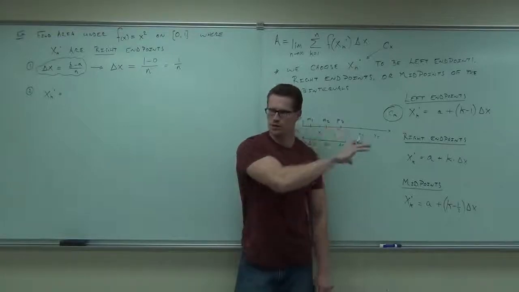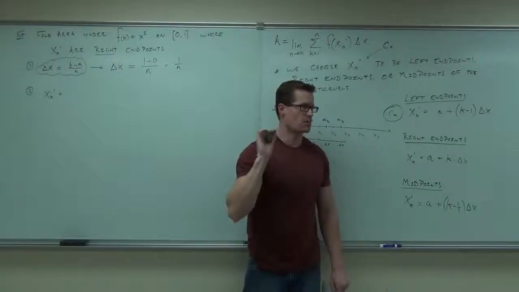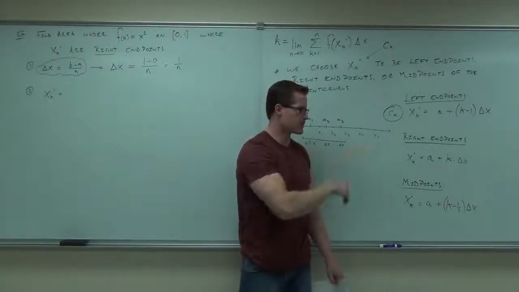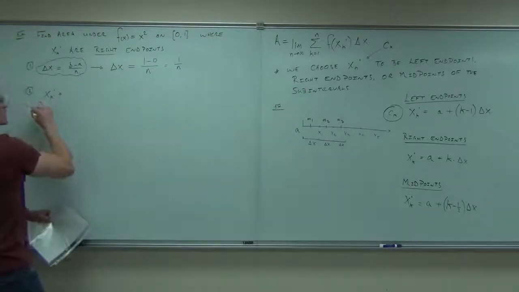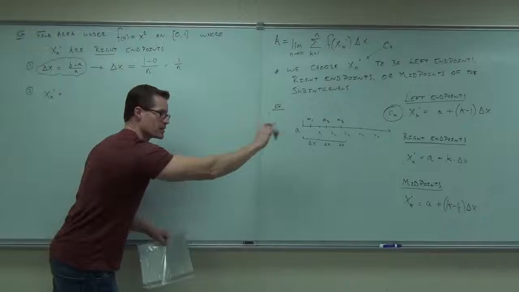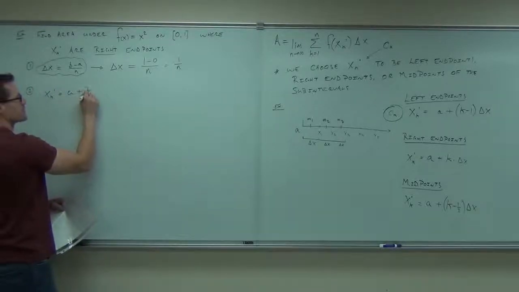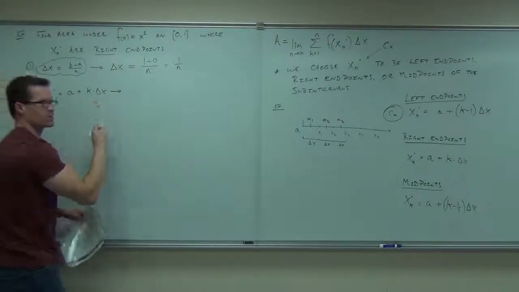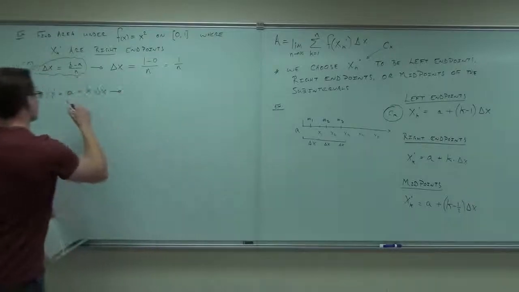So you'd go over here. You'd find which one is appropriate based on what the problem is telling you to do. Sometimes in your book you'll get mid, sometimes left. In this case I'm giving you right. So we're going to do this exact same thing. Because we're using right endpoints, we've got A plus K delta X. By the way, this order is non-negotiable. You have to go in this order. You'll see why right now.